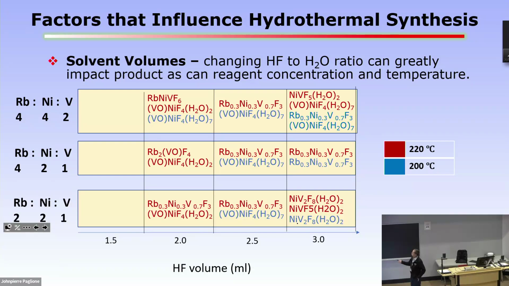And so the red compositions are made at 220, the blue ones at 200, and this is the volume of HF made up with water to 3.0 mils. So you can see that, not really changing things very much, you can stabilize very different compositions. And it also means if you do a hydrothermal reaction and you get a mixture of two phases, you can probably tweak it to get one or the other and not both, which is quite desirable.